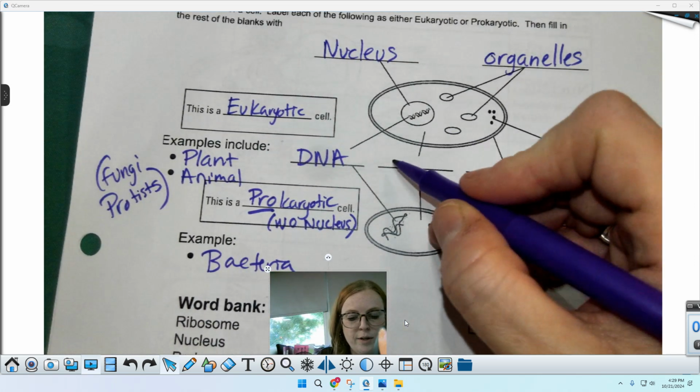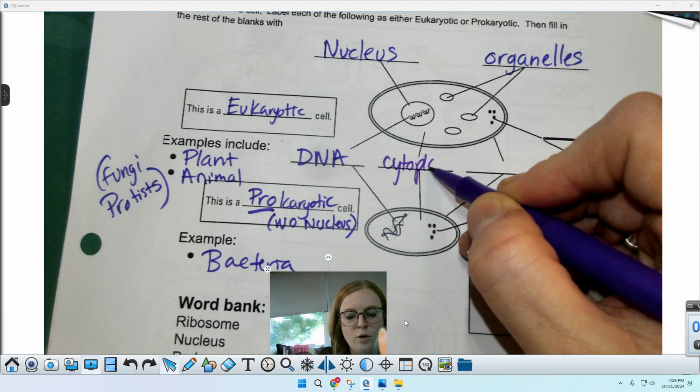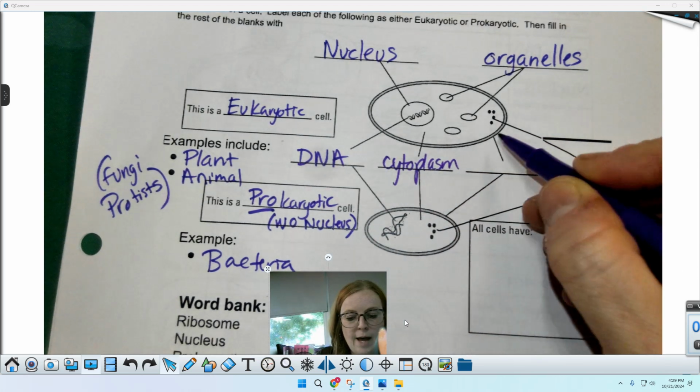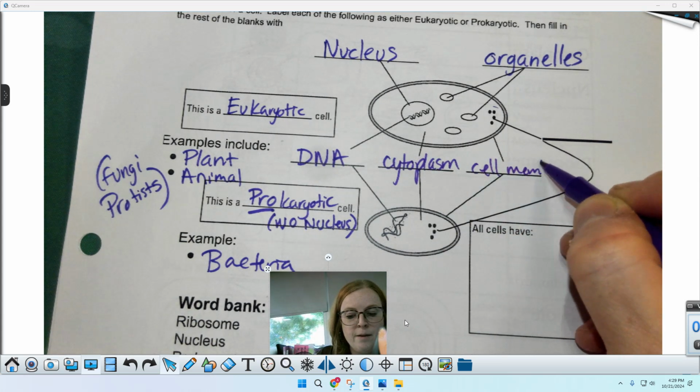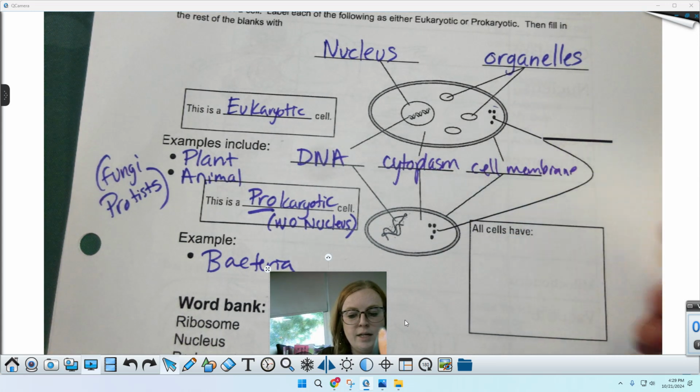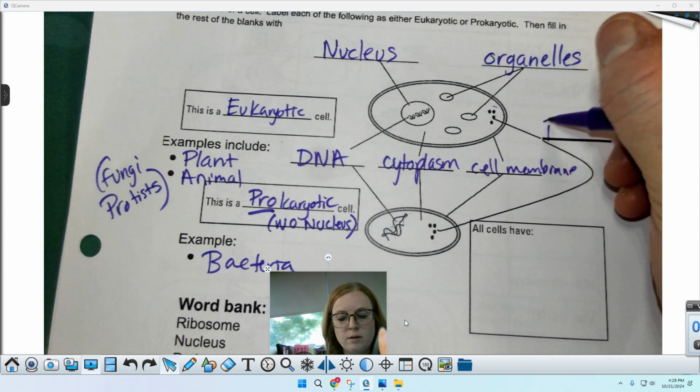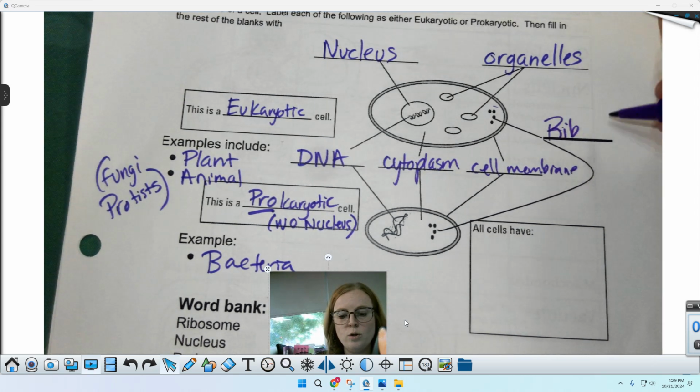Other things in the cell, the liquid in the cell is called the cytoplasm. The outside boundary, what holds the cell in, is the cell membrane. And, of course, these teeny tiny dots that do so much for the cell are called ribosomes.